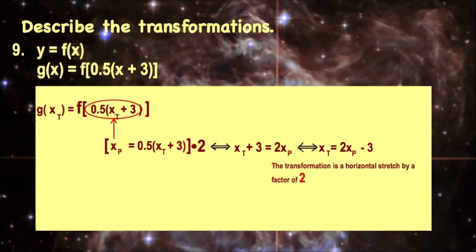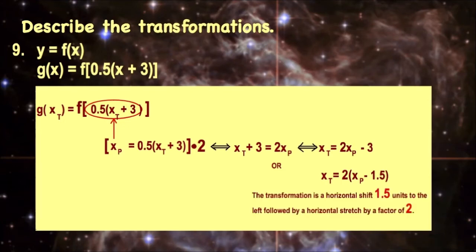The transformation is a horizontal stretch by a factor of 2, followed by a horizontal shift to the left 3 units. Or we could write it as x transformation equals 2 times the quantity x parent minus 1.5. The transformation is a horizontal shift 1.5 units to the left, followed by a horizontal stretch by a factor of 2.